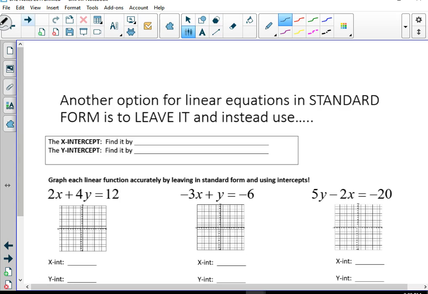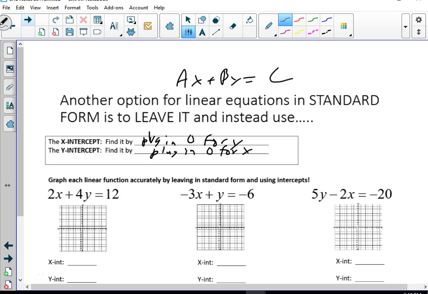Another option for linear equations in standard form is to leave it and instead use the cover-up method. So ax plus by equals c. Find the x-intercept by plugging in 0 for y, and find the y-intercept by plugging in 0 for x.